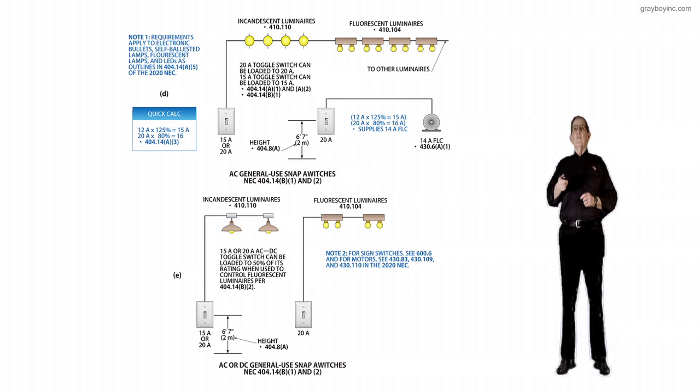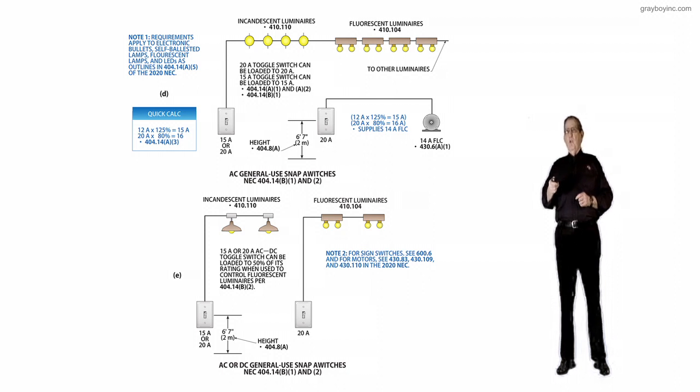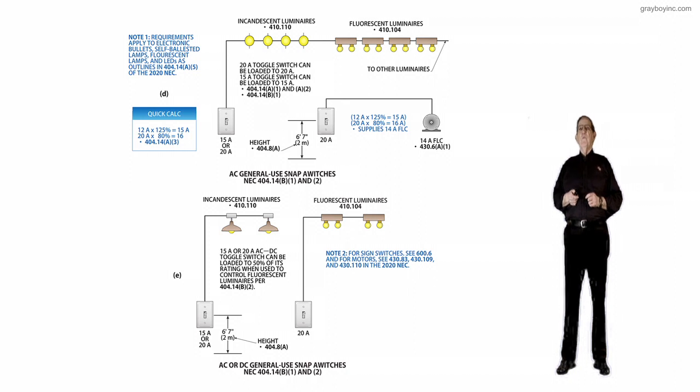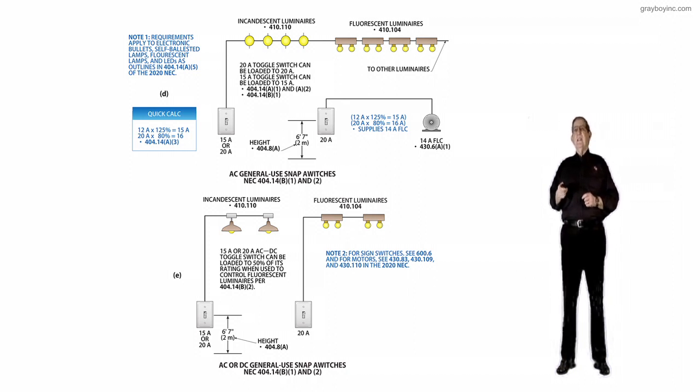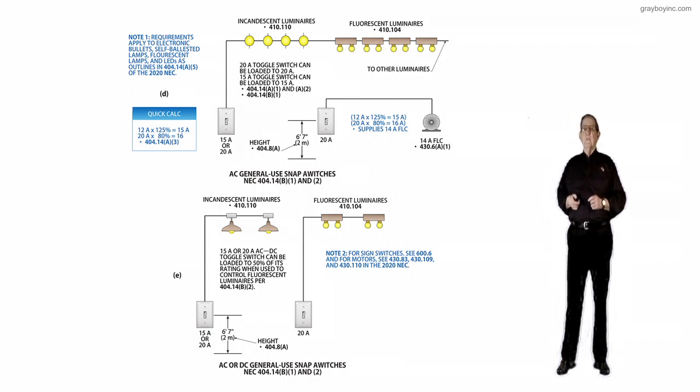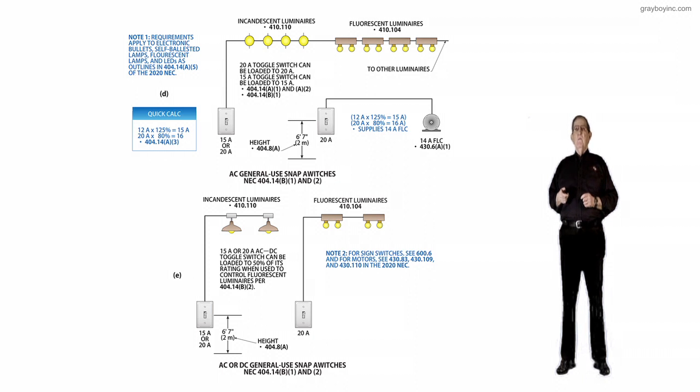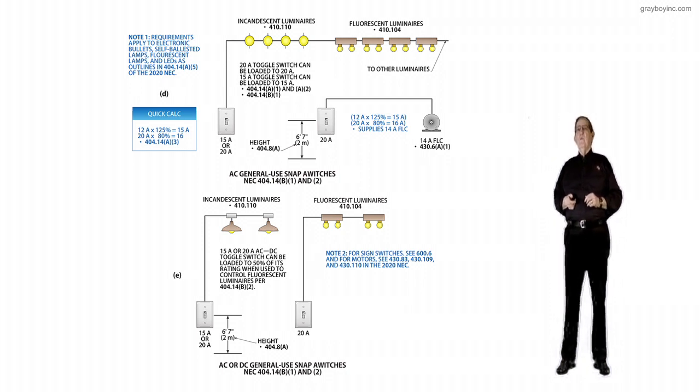Notice we are controlling incandescent lighting and fluorescent lighting or luminaires. We would address 410.110 for incandescent luminaires, but for fluorescent luminaires, 410.104. Now, secondly, let's take a look at the 20 amp switch. It should not be mounted at a greater height, with the toggle in the on position to the center, than 6'7". We find that height in 404.8(A), but there's not a minimum. It's just a maximum of 6'7".